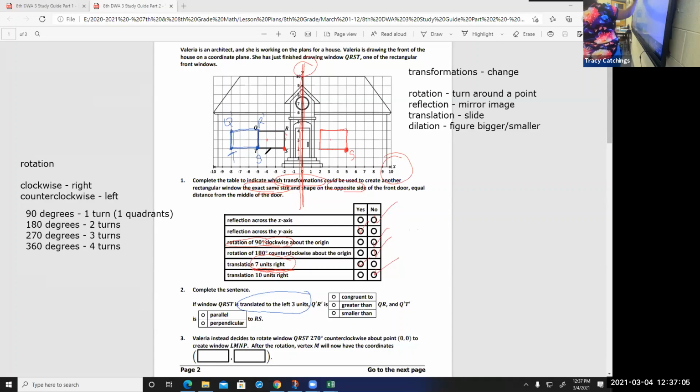I'll put the apostrophe behind it, so that's what the apostrophe means. All right, so now that I have those 2 different shapes, this is QR, and then this is QR prime. Would you say they are congruent to each other? Is one greater than or smaller than the other? Congruent would be correct.